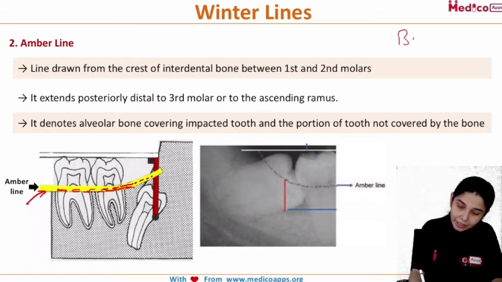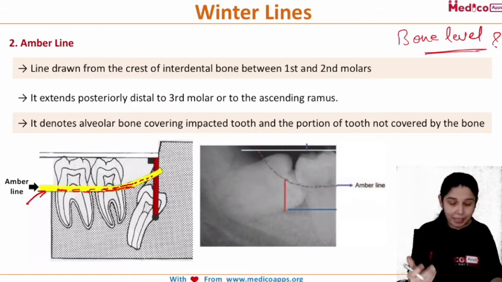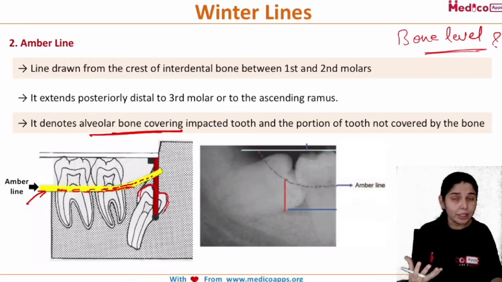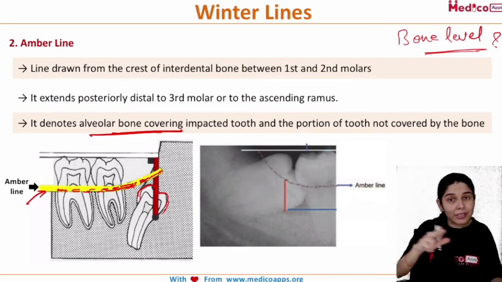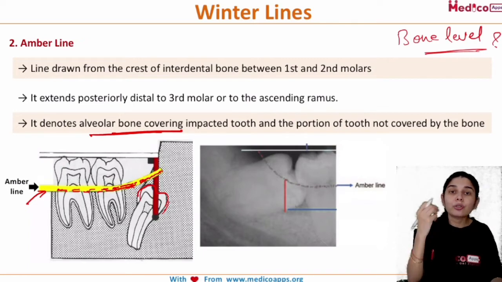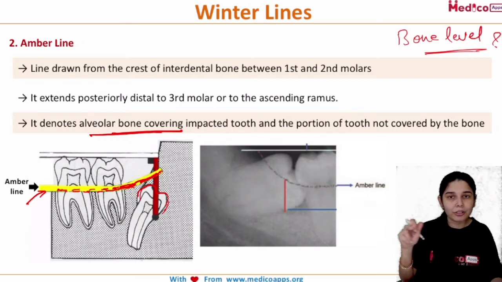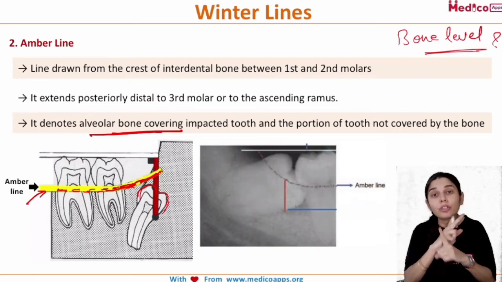It will denote the bone level. How is it going to denote the bone level? This Amber's line helps in understanding the alveolar bone which is covering the impacted tooth. As you can see in this image, this is the impacted tooth, the third molar, present here, and this is the alveolar bone, and an Amber's line is drawn on this alveolar bone. So what is it representing? It is representing the alveolar bone which is covering this impacted tooth, and in certain cases it also represents the portion of the tooth which is not covered by the bone.